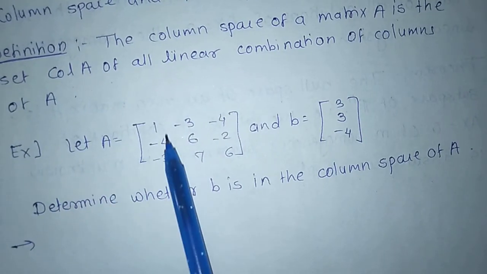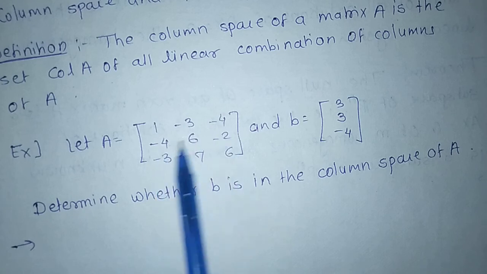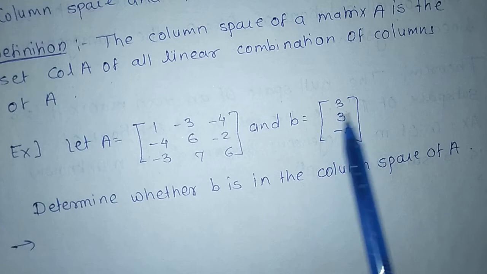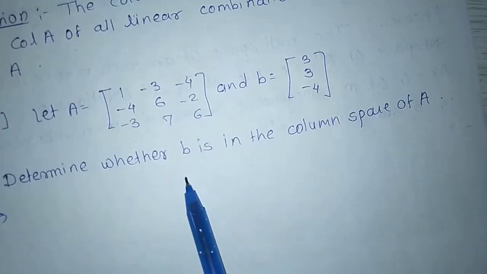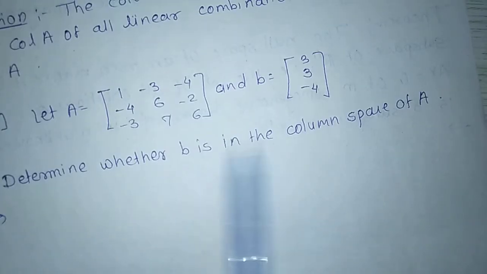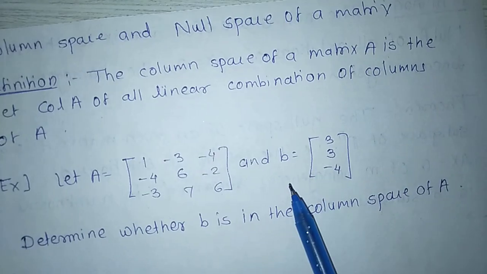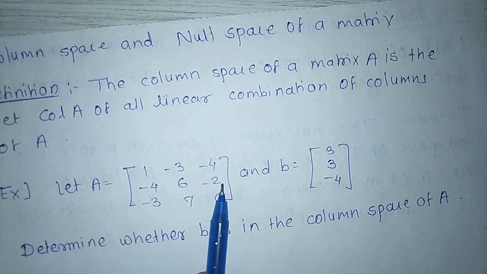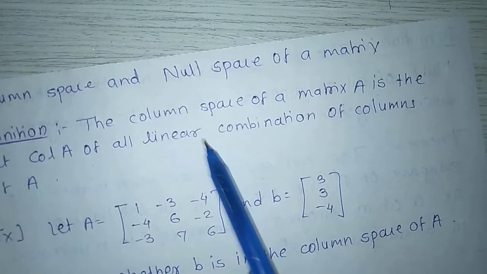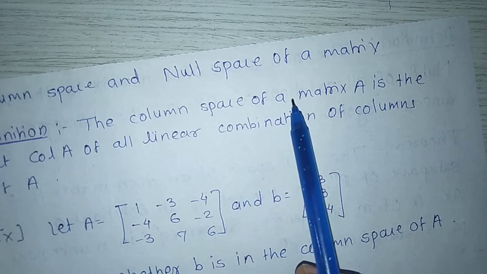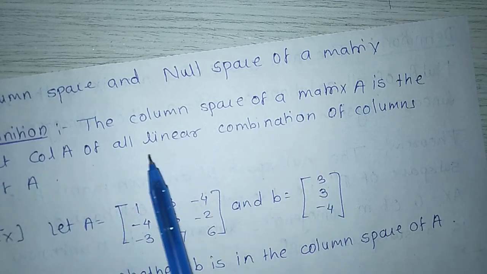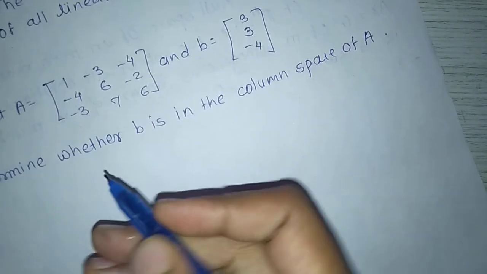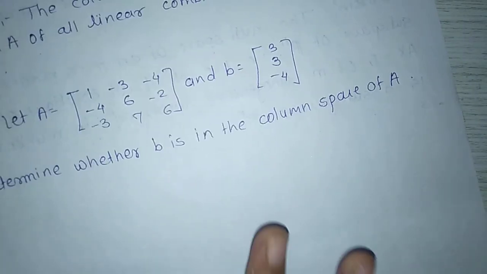Example: let A equal to [1, -3, -4; -4, 6, -2; -3, 7, 6] and B equal to [3, 3, -4]. Determine whether B is in the column space of A. To determine whether B is in the column space of A, first we have to know the definition of column space. The column space of a matrix A is the set of all linear combinations of columns of A. That means consider the augmented matrix [A | B].